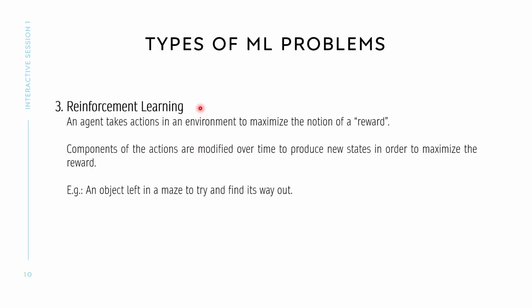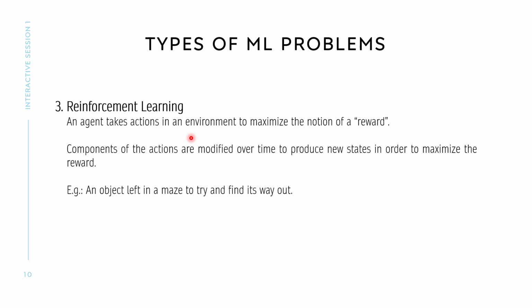And the final kind of learning problem, which is not fully a supervised problem, is called reinforcement learning. So in reinforcement learning, what happens is we have an agent, and it is in an environment, and the agent will take certain actions to maximize a reward.